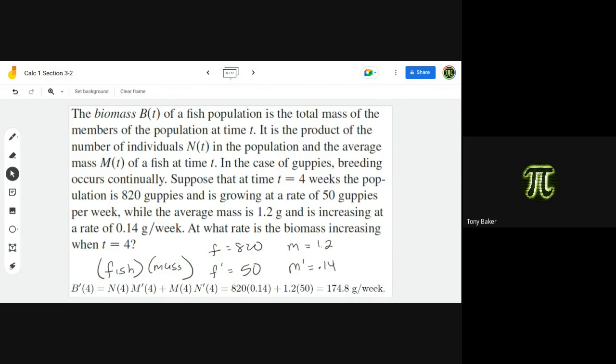All right, so we are done with the quotient and the product rule. We are done with class.